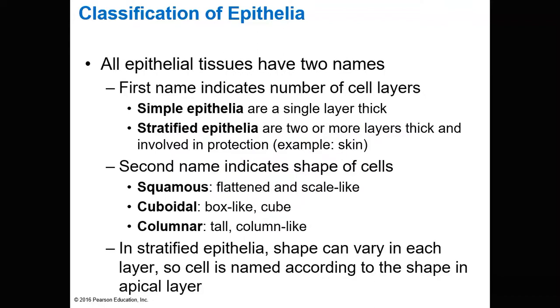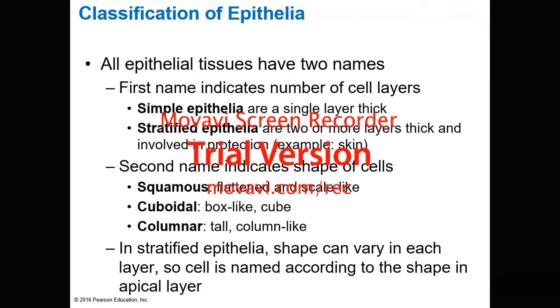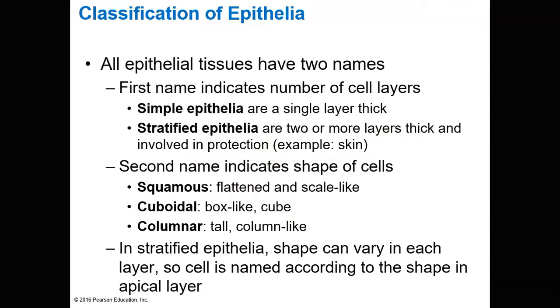And just be aware, and this is intuitive, your simple epithelium, a single layer, is going to be good for things that need to diffuse. So things that need to diffuse is going to be a simple layer. Stratified layer, two or more layers, that's going to be good for things where you need protection. You're going to want stratified layers when you want to protect something.